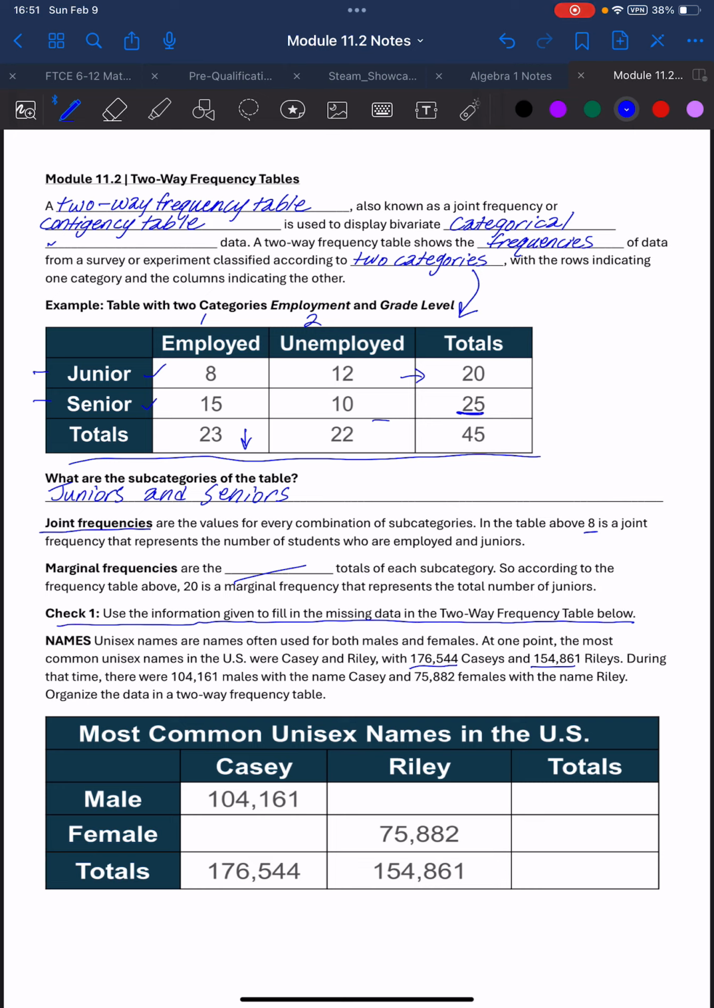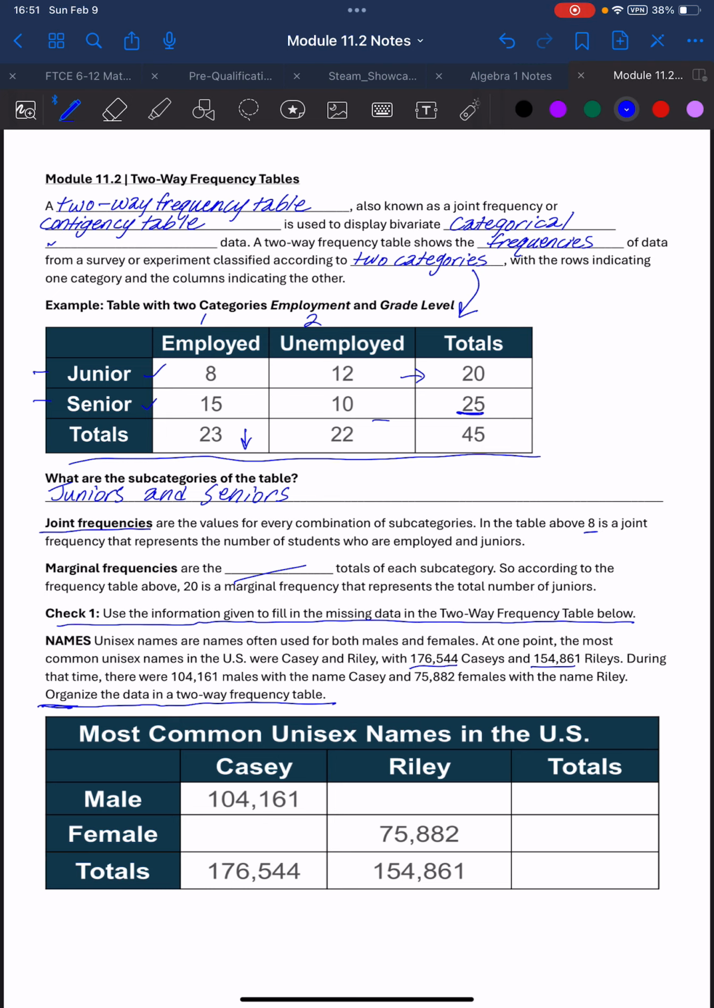During that time, there were 104,161 males with the name Casey and 75,882 females with the name Riley. It says organize, so this is our main objective. We want to organize the data in a two-way frequency table, okay?